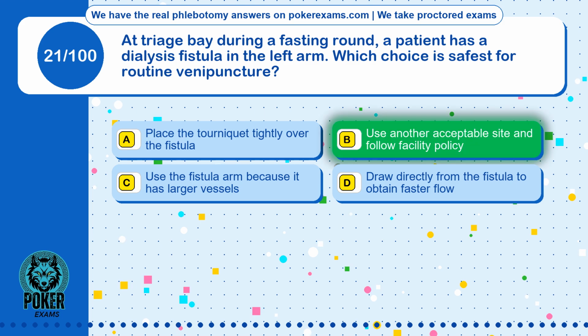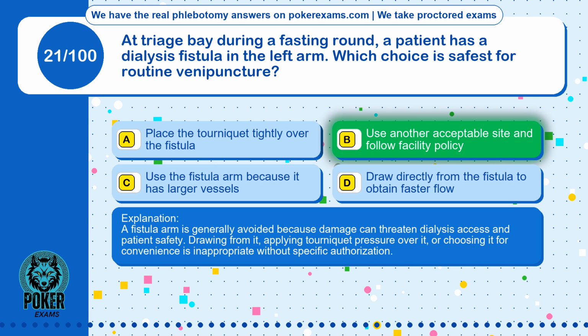The correct answer is option B. Use another acceptable site and follow facility policy. A fistula arm is generally avoided because damage can threaten dialysis access and patient safety. Drawing from it, applying tourniquet pressure over it, or choosing it for convenience is inappropriate without specific authorization.